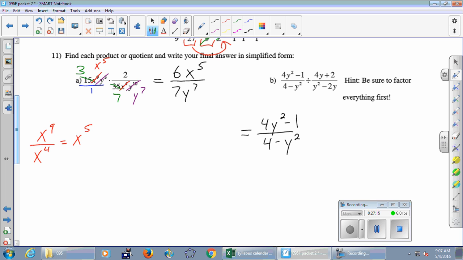Division becomes multiplication. And what do we do with the second fraction? So we flip it. So y squared minus 2y over 4y plus 2.